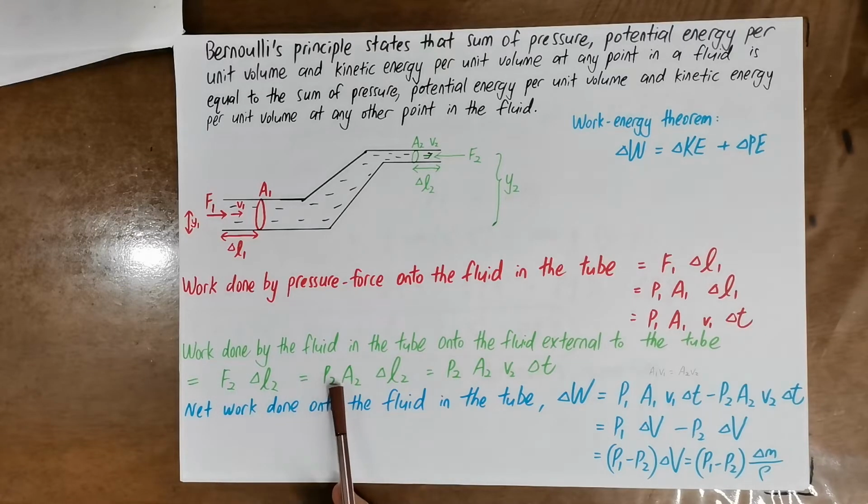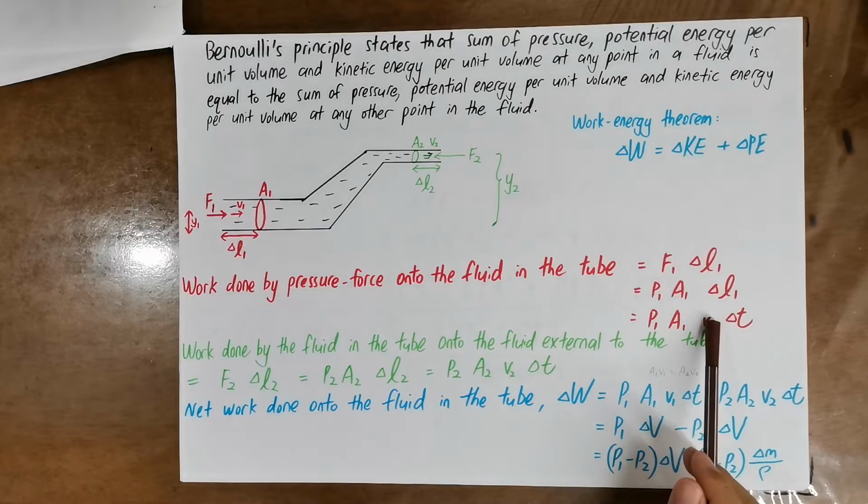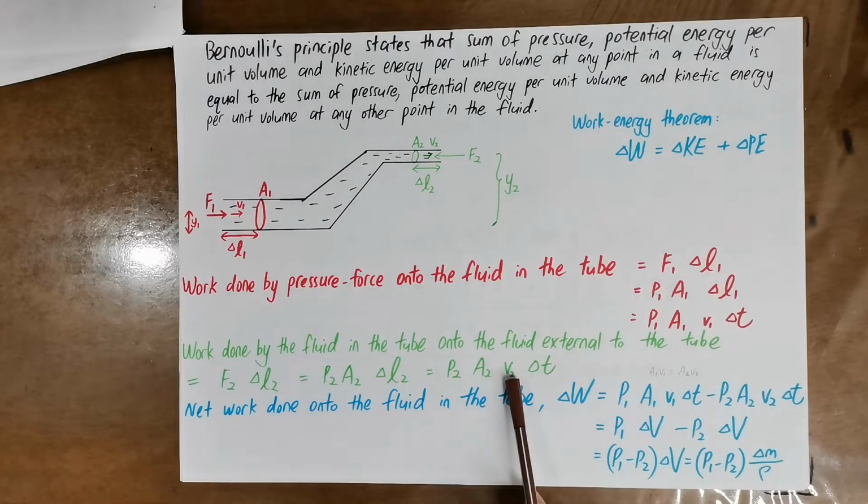Then F2 is what? P2 A2. Delta L2 equals V2 delta t. So the net work done is this one minus this one. You still remember that A1 V1 equals A2 V2, because this is the equation of continuity. So you know that A1 V1 delta t is equal to A2 V2 delta t, which is equal to the delta volume.